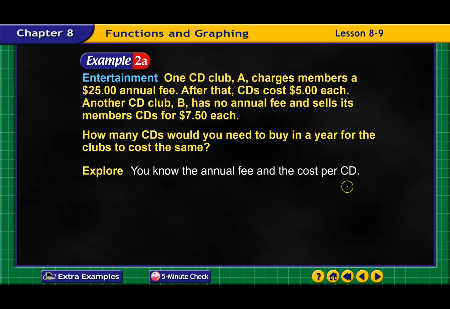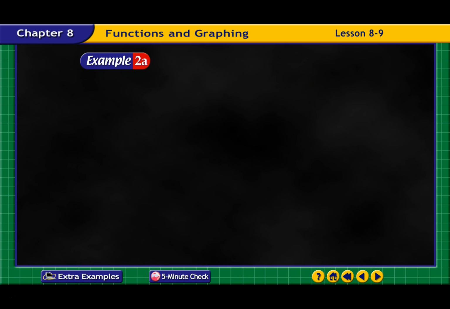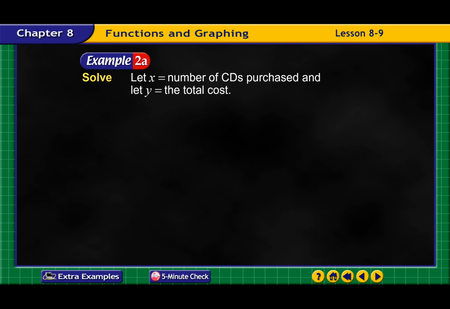So we know the annual fee and the cost per CD. So we need to write an equation to represent each club, then set them equal to each other and find the solution. So we're going to let X be the number of CDs and let Y be the total cost, so we keep everything straight.